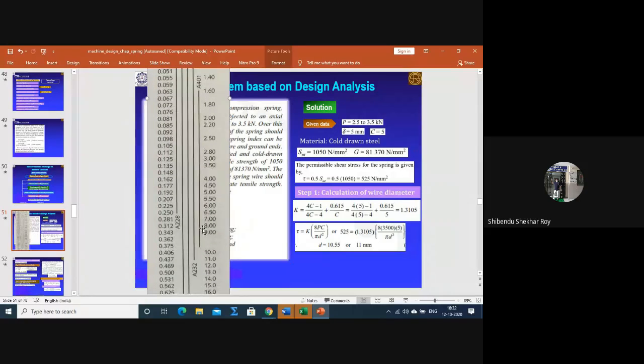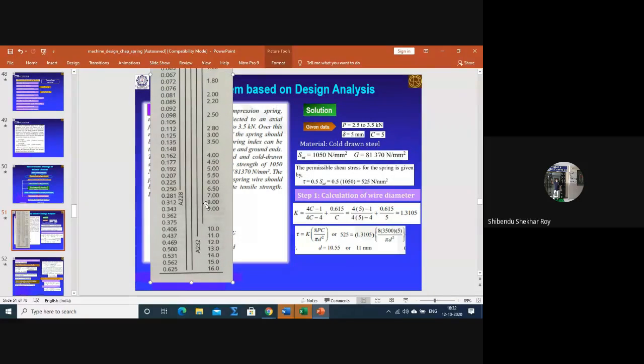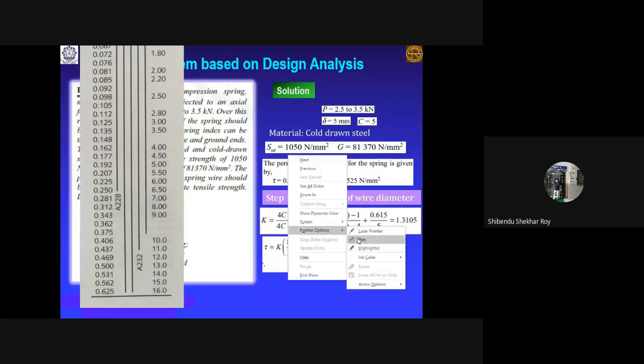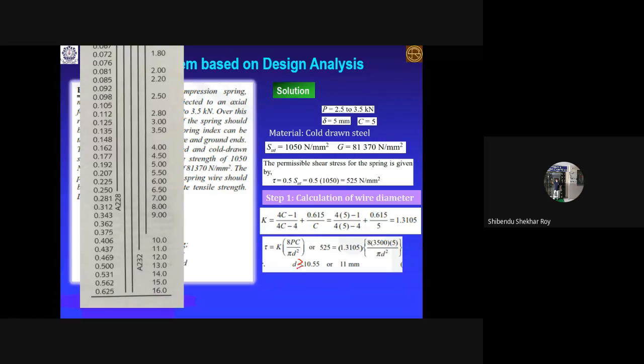Now you got D greater than 10.55. Which D is available from this particular table? The calculated value is 10.55. Now look in this table and move here. Higher than 10.55 is 11, or you can choose 12. That is your choice, but it is better to choose 11 because it is nearest to 10.55. So your recommendation is D equals the standard diameter, 11 millimeter.